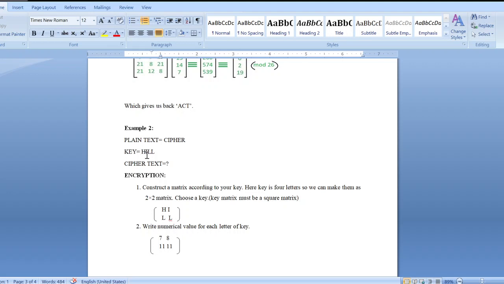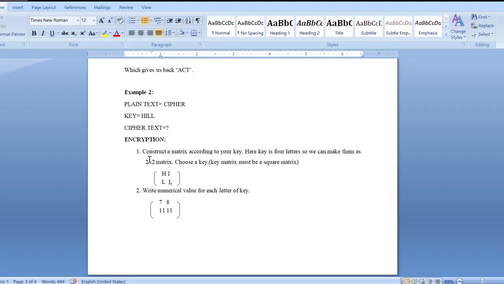So here the matrix for the key is a 2 by 2 matrix. Remember, the key should be a square matrix. If the data is not sufficient for the square key matrix, we need to add some filler data. Suppose we have only 3 characters, you can add the filler data. But this filler data should be known to both sender and receiver, both parties.